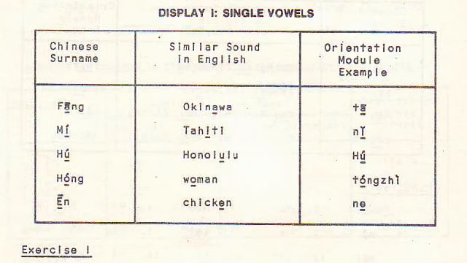Listen to the last surname. An, an, an. Notice that the sound is spelled with an E, as in chicken. Notice also that this is not the vowel sound spelled with an E, as in hen. Try repeating.